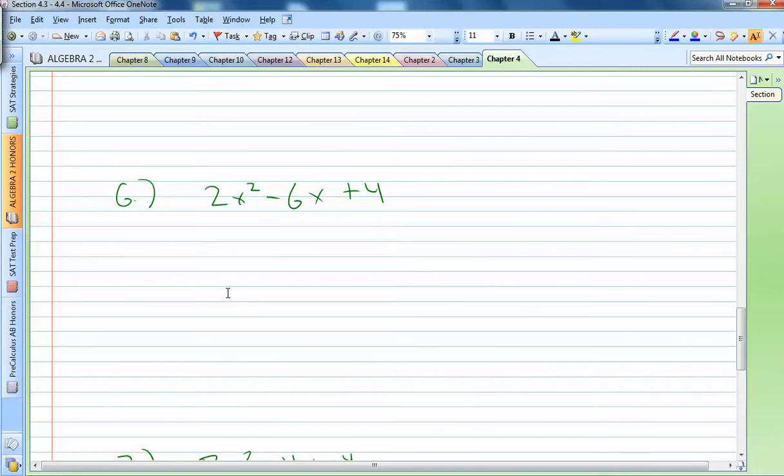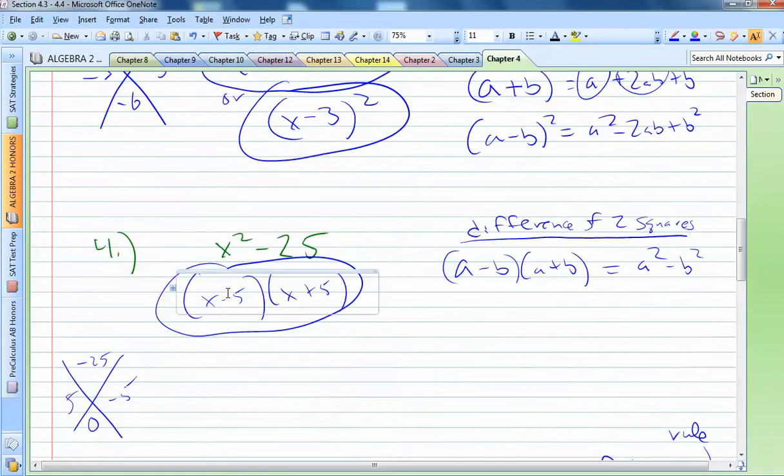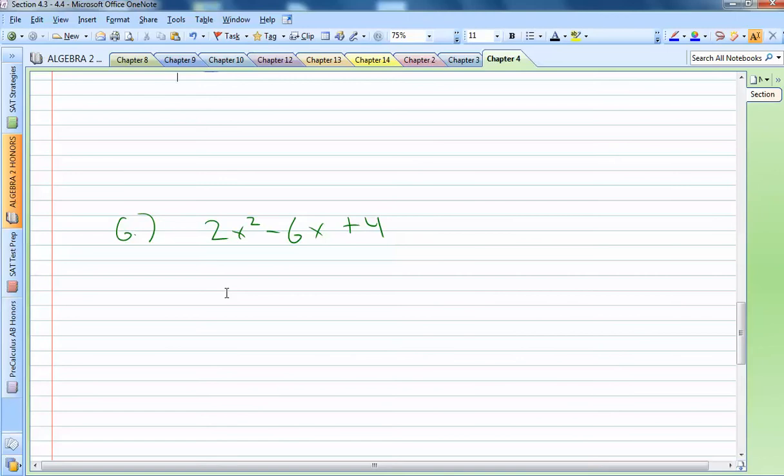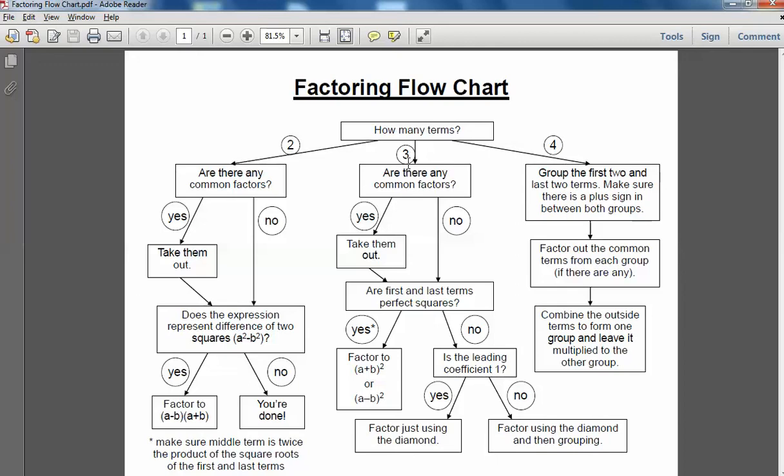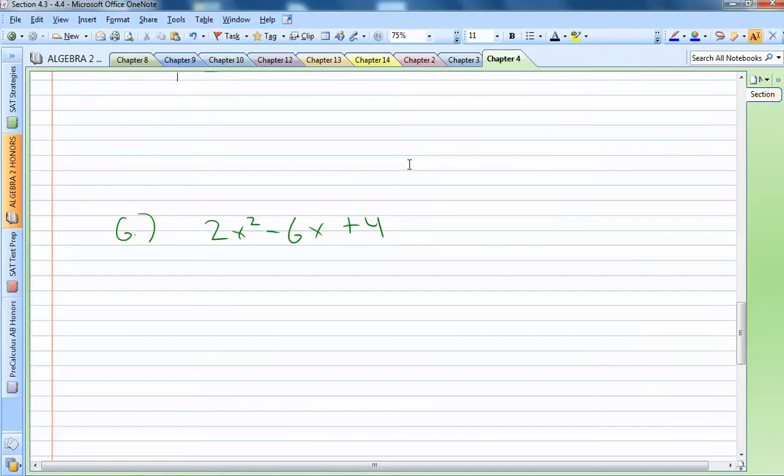Okay, let's take a look at number 6. Number 6 is a little different than all the other examples we did, because a here is not 1. So the leading coefficient is a number other than 1. So how many terms? 3 terms. Are there common factors? Well, let's check. Do these 3 terms here, 2x squared, negative 6x, and 4, have something in common? And actually they do. There is a common factor. That common factor is 2. So you got to pull it out first.